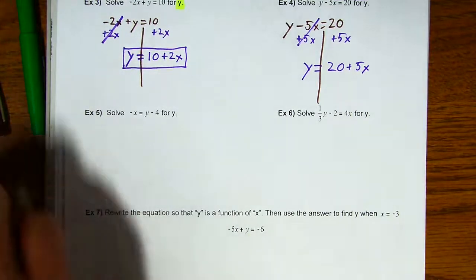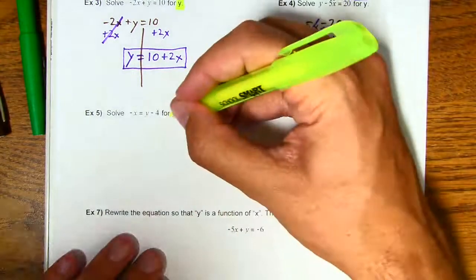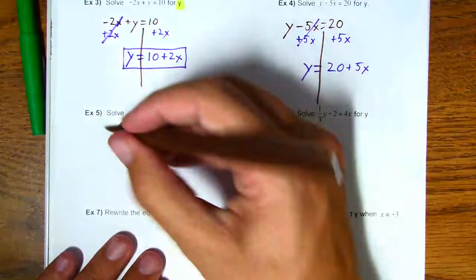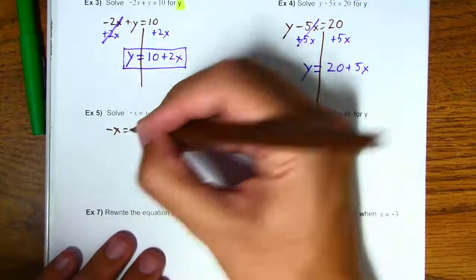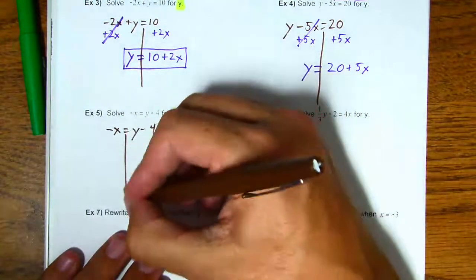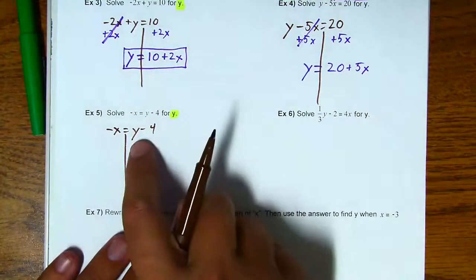Problem number 5. Once again, we're solving for y. Okay. I'm going to rewrite this. Negative x equals y minus 4. Is my y alone? No, it is not. Okay. My y is not alone.